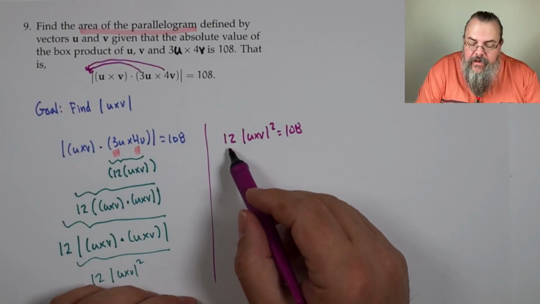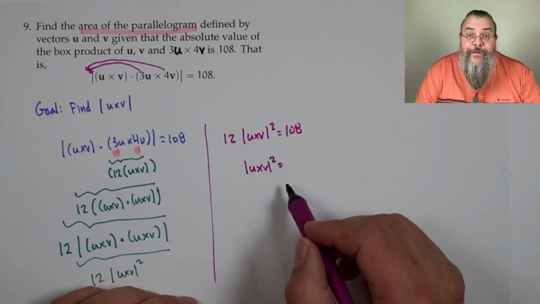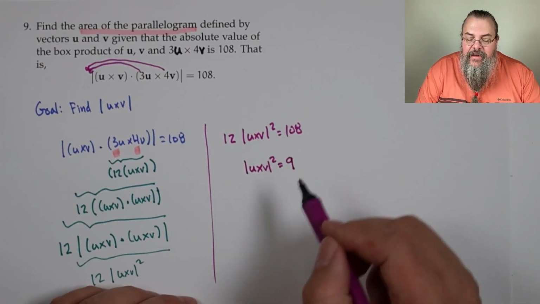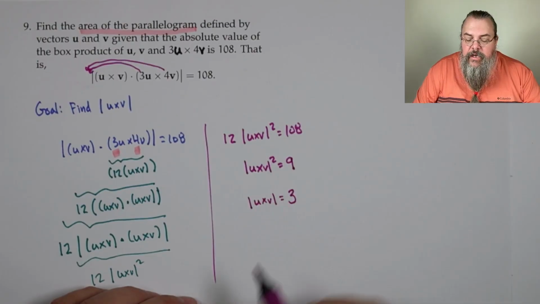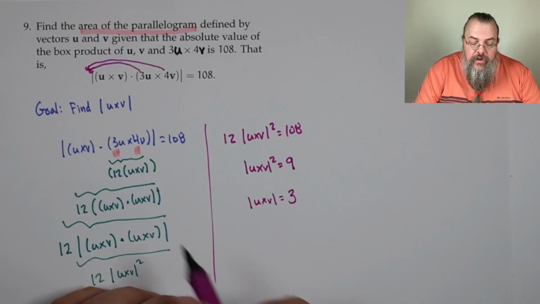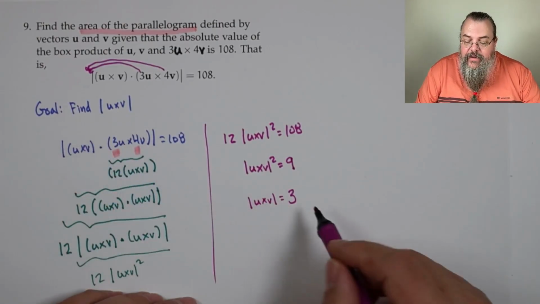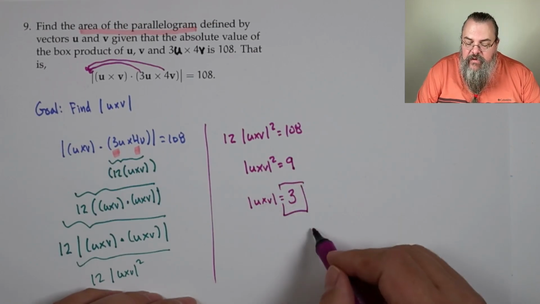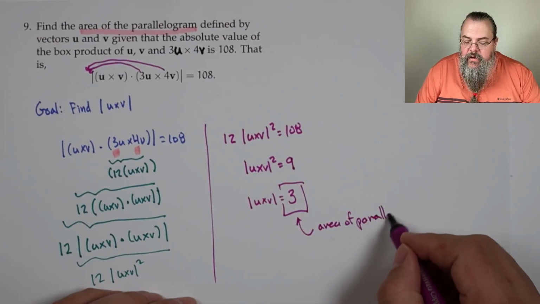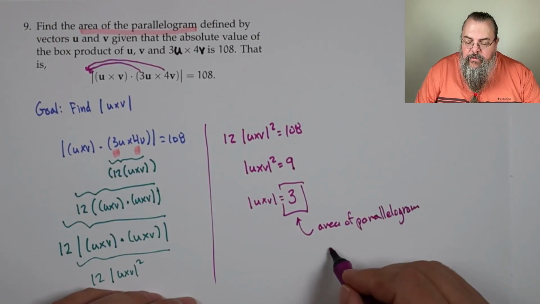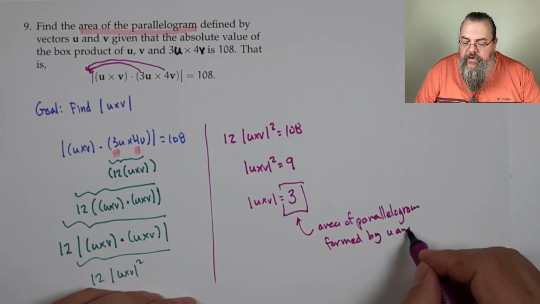So now we say, well, let's divide by 12. Magnitude of u cross v squared: 108 divided by 12 is 9. And now take the square root. Magnitude of u cross v, square root of 9 is 3. And we say, well, wait. That's what we were after, right? The magnitude of u cross v is the area of the parallelogram. So this is the area of the parallelogram, that's a long word, formed by u and v, which was the thing that we were asked to find.